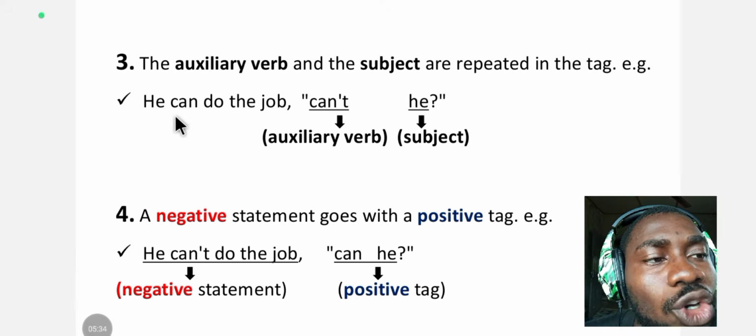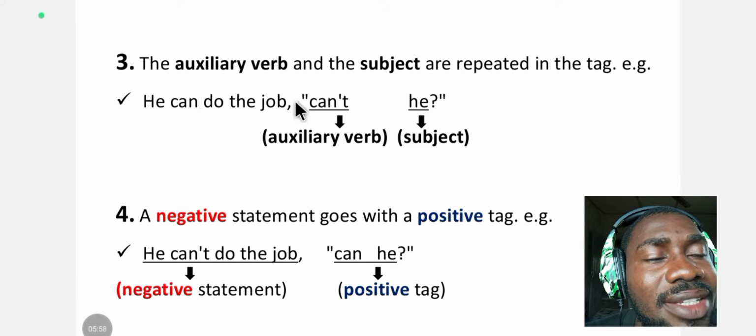He can do the job. A helping verb. That's the meaning of an auxiliary verb. A verb that helps the subject. A connecting verb. A helping verb. Assisting verb. That's an auxiliary verb. It usually connects the subject. He can do the job. This is the statement with the auxiliary verb can.